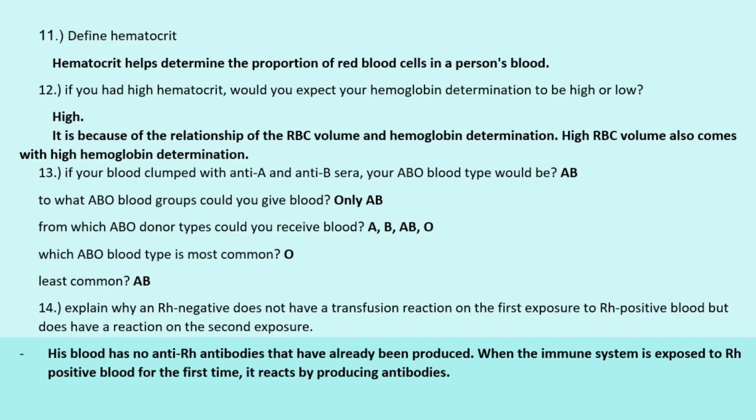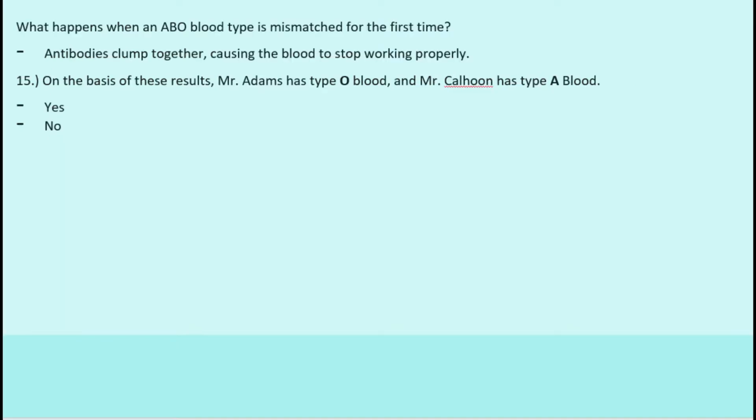His blood has no anti-Rh bodies that have already been produced. When the immune system is exposed to Rh positive blood for the first time, it reacts by producing antibodies. What happens when an ABO blood is mismatched for the first time? Antibodies clump together, causing the blood to stop working properly.